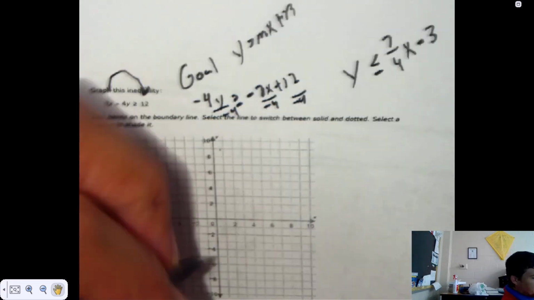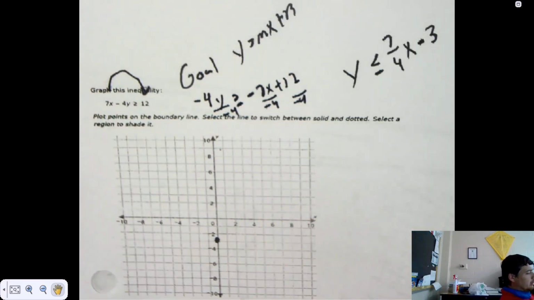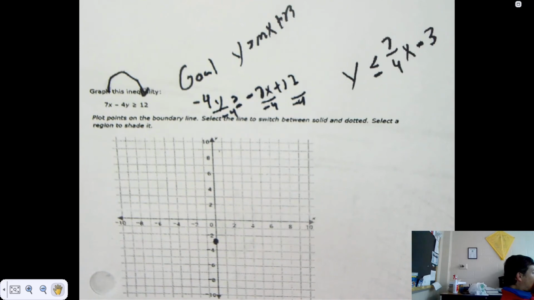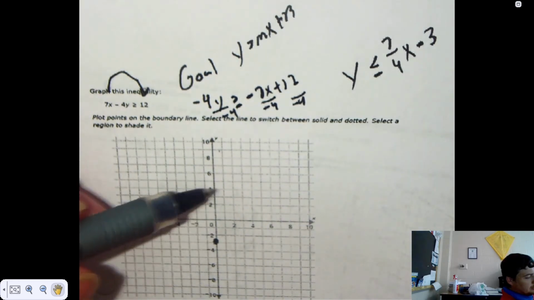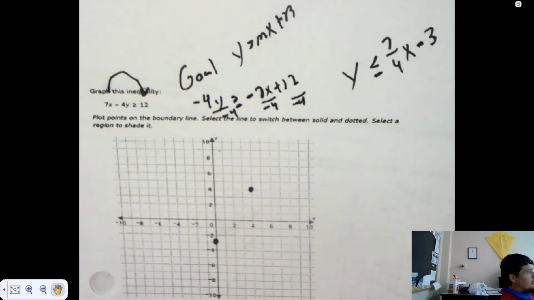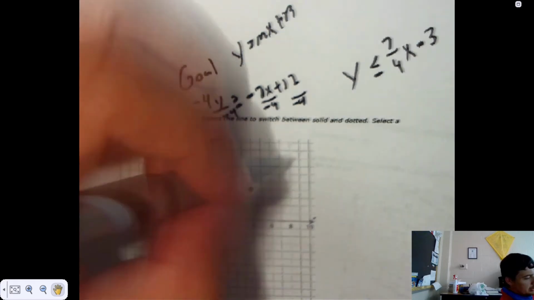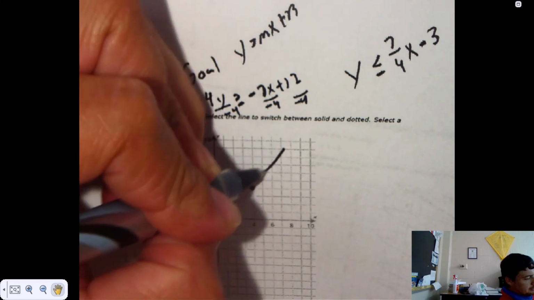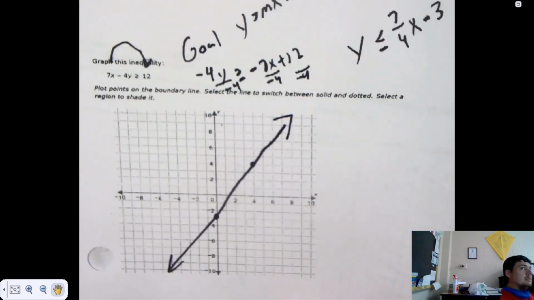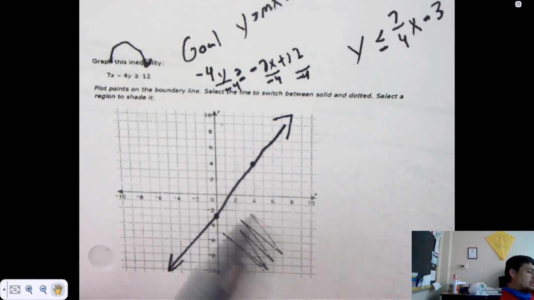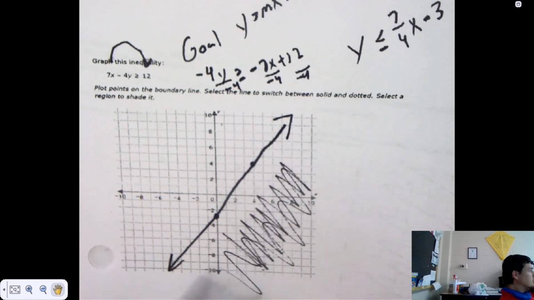Y-intercept at negative 3. Once we plot that y-intercept, what do we do? Rise 7, run 4. Should be about right in there. Solid or dashed? Solid. Grant said shade below. That would be over here. That is literally the space below the line. You agree with that, Grant?